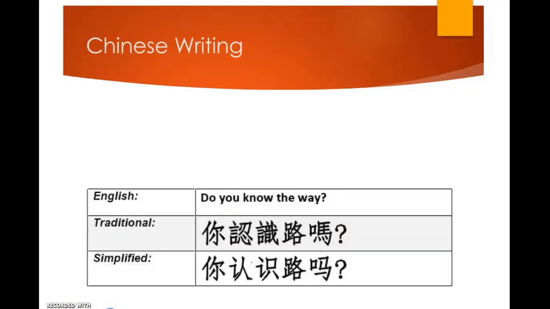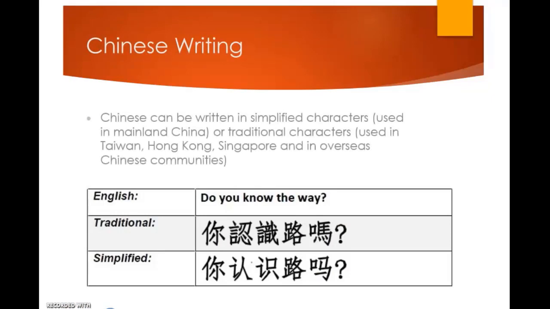So we have 2 Chinese writing styles. One is traditional and one is simplified. Simplified characters are used in mainland China, and the traditional characters are used in Taiwan, Hong Kong, Singapore, and overseas Chinese communities. There is one sentence written over here: ni, ren, ma. So you can see the difference in the written language.